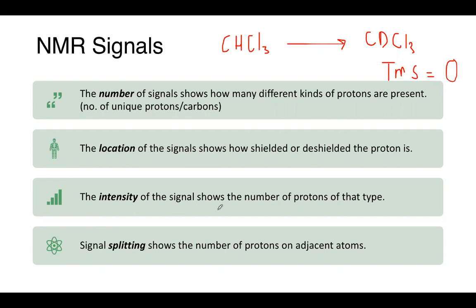The intensity of the signal shows the number of protons of that type. So the area or intensity of the peak actually corresponds to the number of protons of that type that are present. Usually NMR spectrometers have a tolerance of around about 1%, which means they have an error of around about 1%. Then signal splitting shows the number of protons on adjacent atoms. This is something I talked about when I said the first one, which was the number of different kinds of protons that are present.